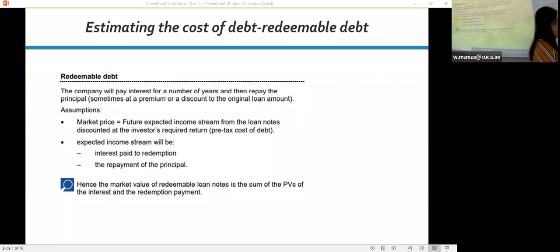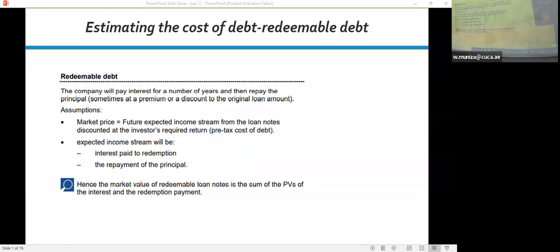So, a debt that is going to be repaid after a particular time period is known as a redeemable debt. As we can see on the slides as well, the company will pay interest for a number of years and then repay the principal, that is the basic amount, sometimes at a premium or a discount to the original loan amount. What are the assumptions which we have to keep in mind while considering the redeemable debt? The first assumption is about the market price. The market price is the future expected income stream from the loan notes discounted at the investor's required rate of return, that is the pre-tax cost of debt.